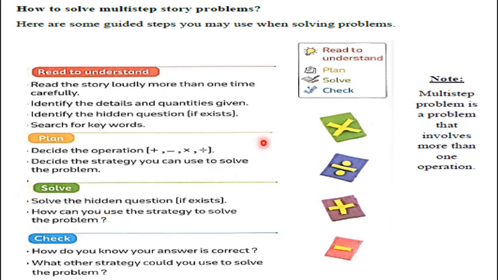Here we have a note that a multi-step problem is a problem that involves more than one operation. So you have to read to understand, then plan, then solve. Last thing, you have to check your answer.